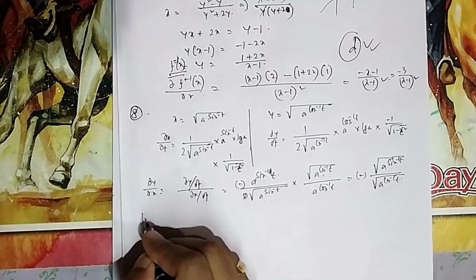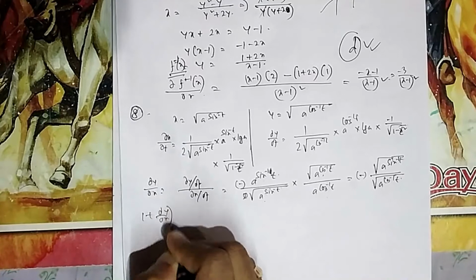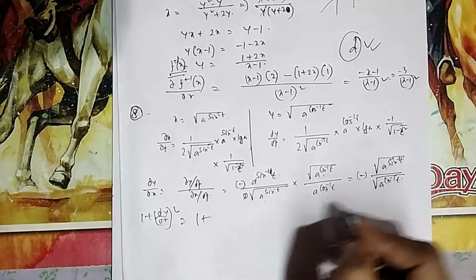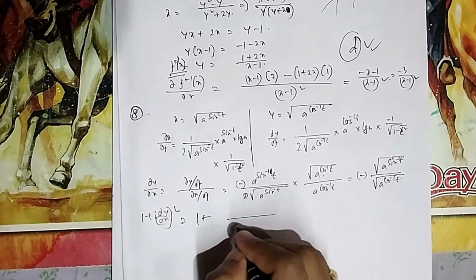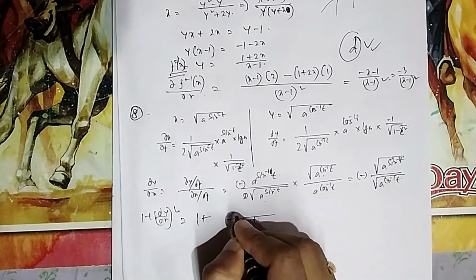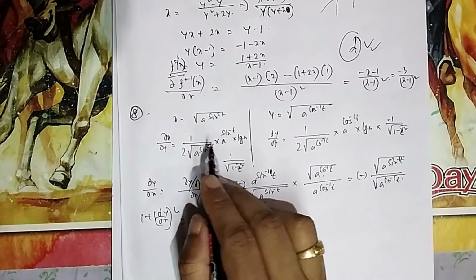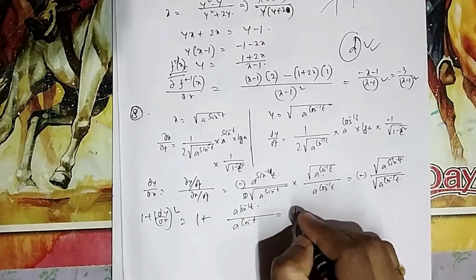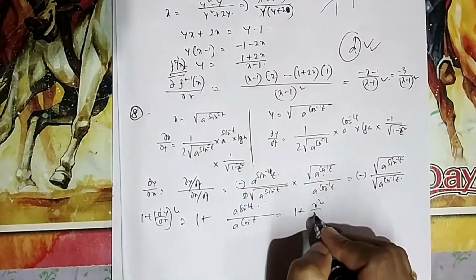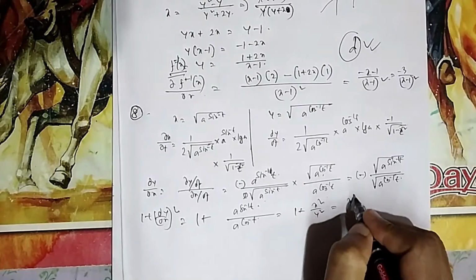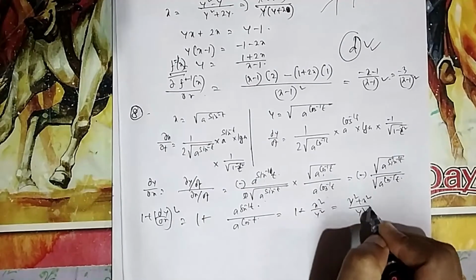So therefore they are asking you now (dy/dx) whole square plus 1. So 1 plus this whole square means this root and this will go on. So it will be a to the power cos inverse t and a to the power sine inverse t. So now what is a to the power cos inverse t and a to the power sine inverse t? This is 1 plus x square and this is y square, because all your options are in x and y. So finally we are replacing everything with x and y.